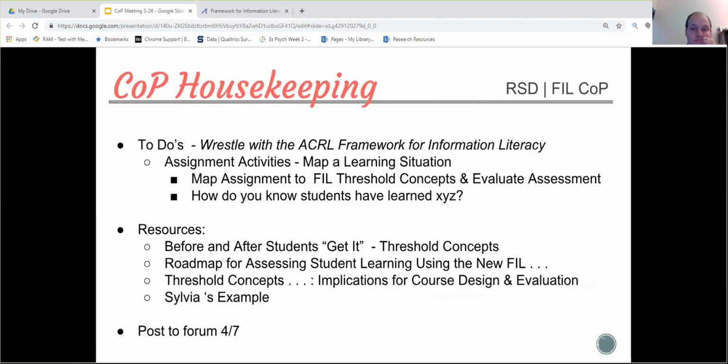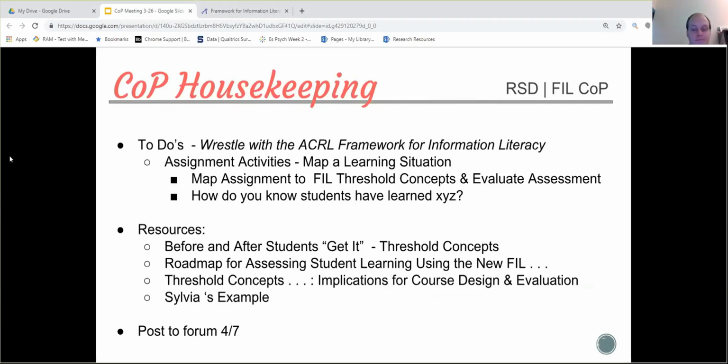We asked you to do this with the RSD framework months ago, and now we're asking you to repeat that with the framework for information literacy. So in short, how do you know students have learned, fill in the blank, whatever it is, with the framework for information literacy? And to accomplish that, we have posted some resources for you.